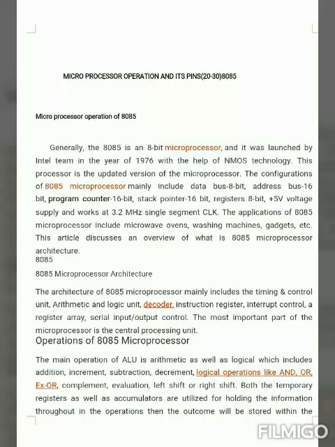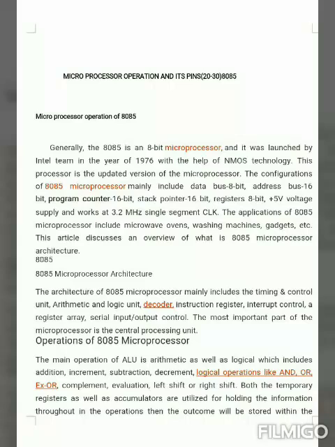The configuration of the 8085 microprocessor mainly includes an 8-bit data bus, a 16-bit address bus, a 16-bit program counter, a 16-bit stack pointer register, plus a 5-volt supply, and works at 3.2 milliamps with a single-phase CLK. The applications of the 8085 microprocessor include microwave ovens, washing machines, gadgets, etc. The article discusses an overview of the 8085 microprocessor and its architecture.